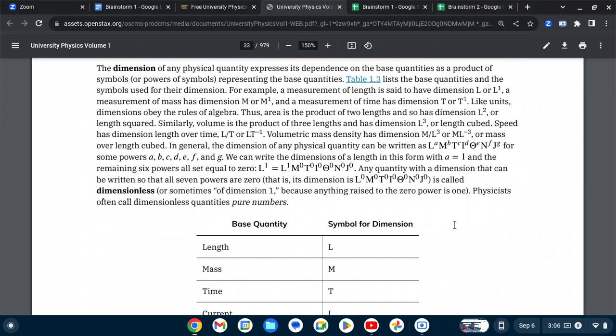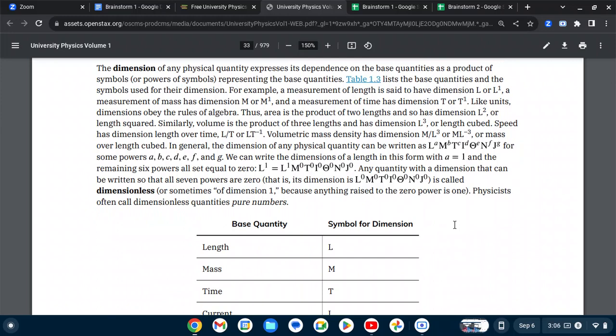Like units, dimensions obey the rules of algebra. Thus, area is the product of two lengths and so has dimension L squared, or length squared. Similarly, volume is the product of three lengths and has dimension L cubed, or length cubed. Speed has dimension length over time, L over T, or L T to the negative 1. Volumetric mass density has dimension M per L cubed, or M L to the negative 3, or mass over length cubed.